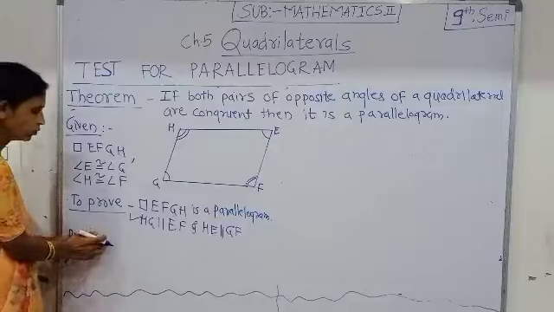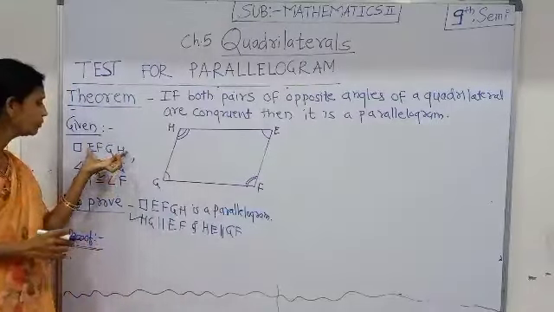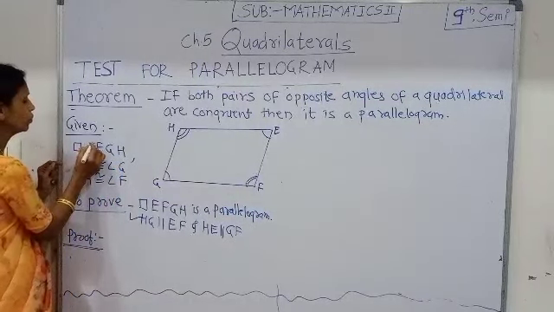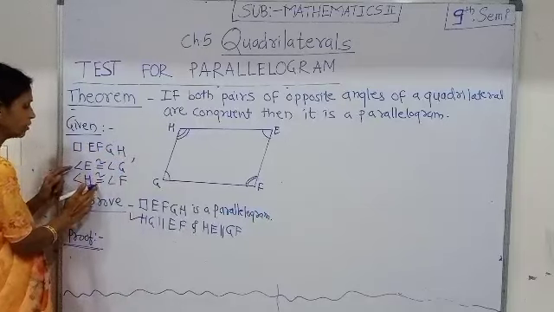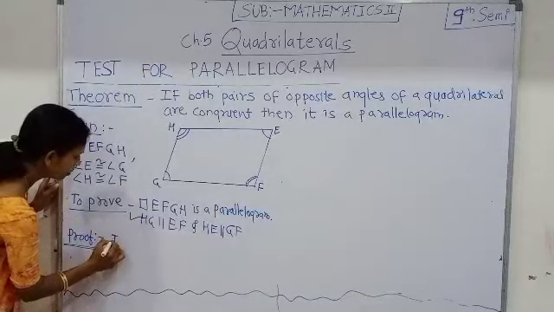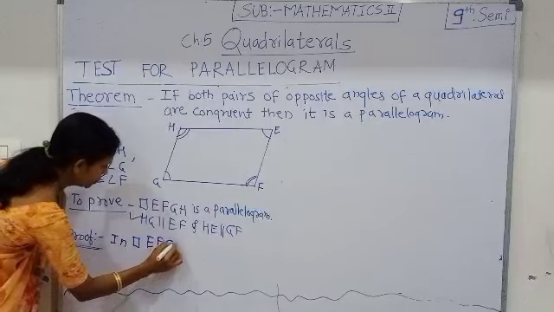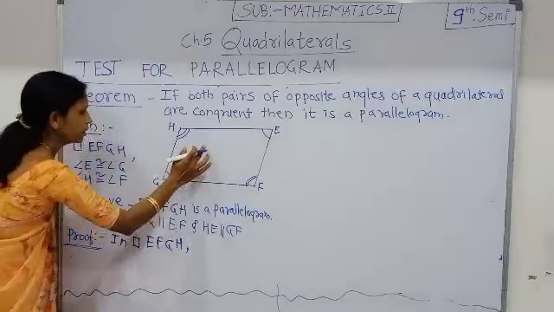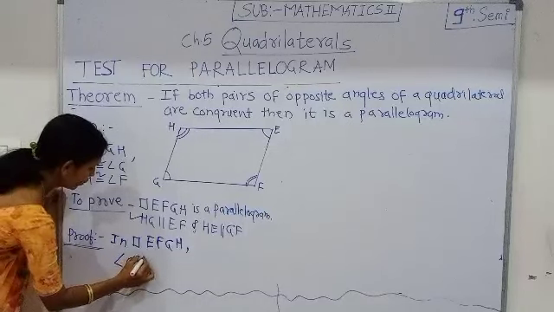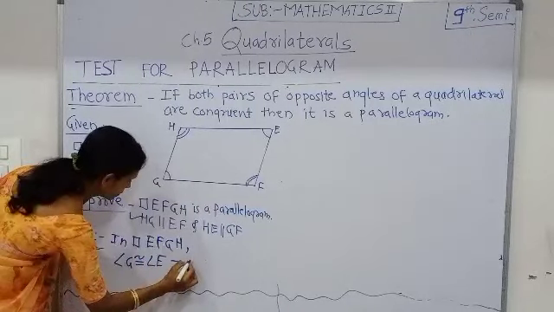Then we will prove this property according to the given condition. See here the few properties which are given about this quadrilateral. Here in quadrilateral EFGH, angle G is congruent to angle E, which is given here.